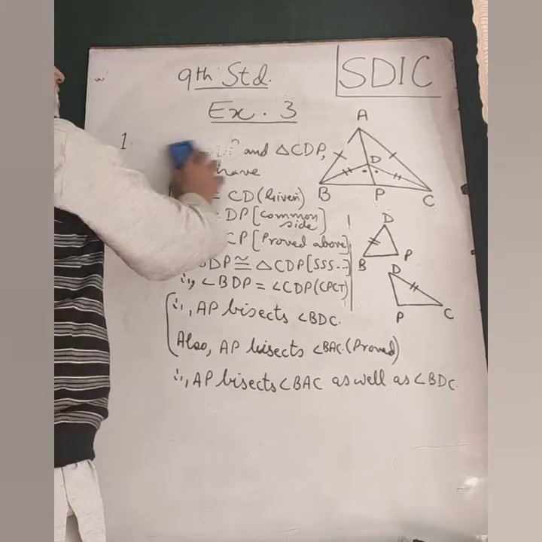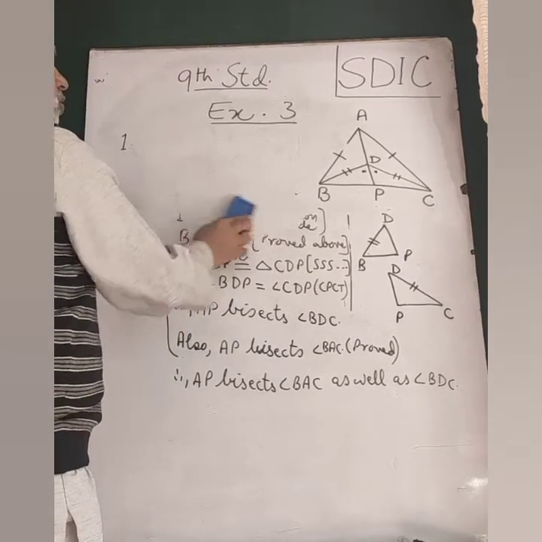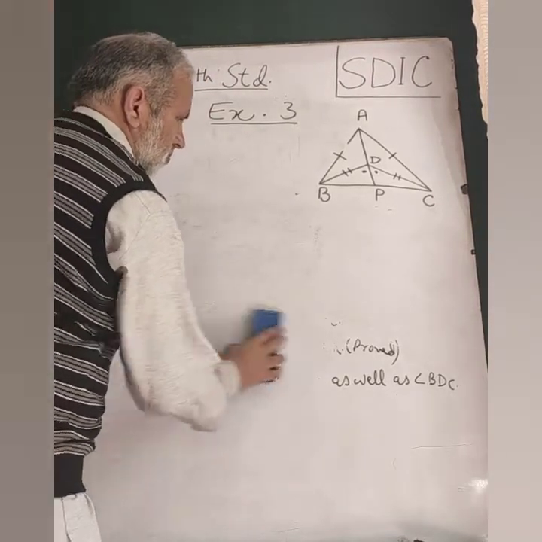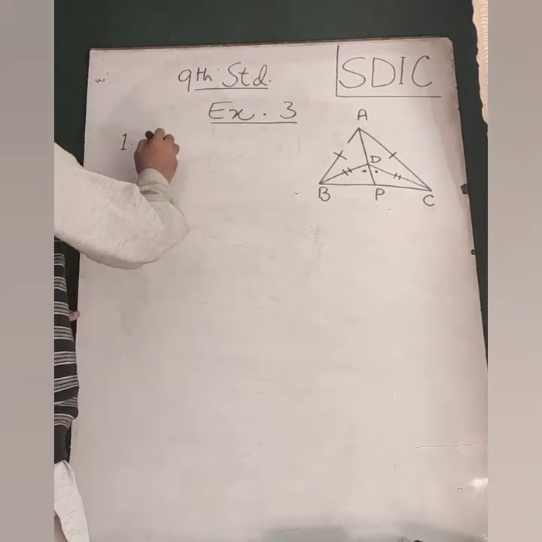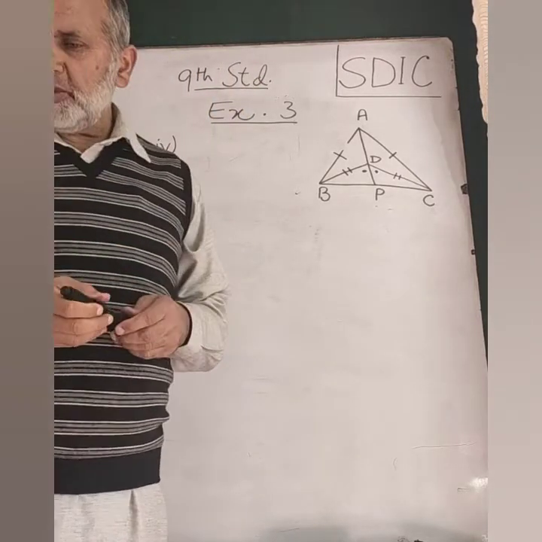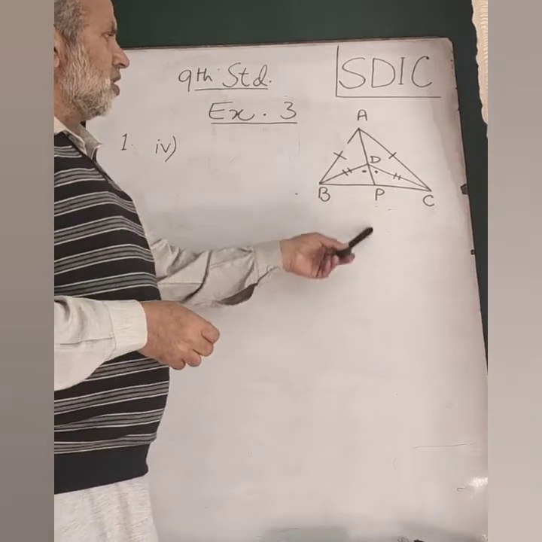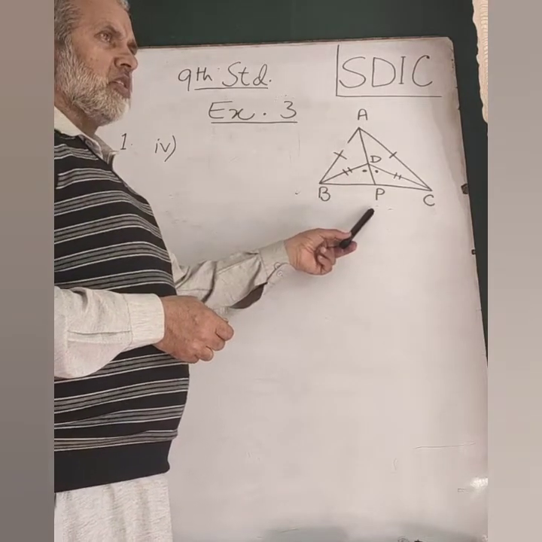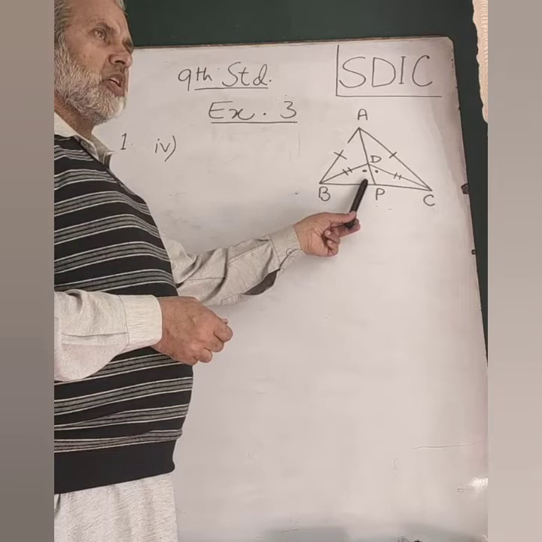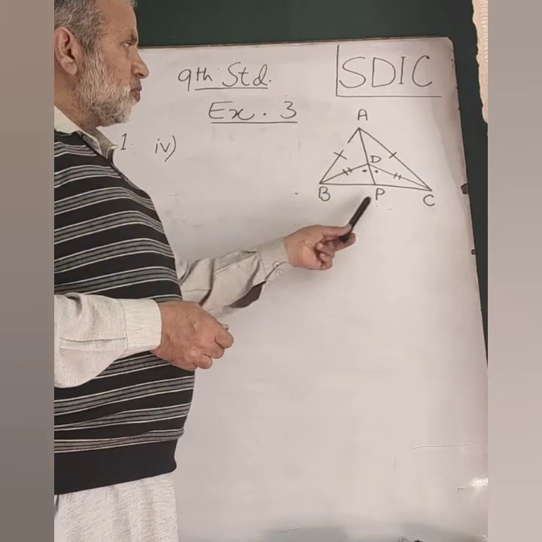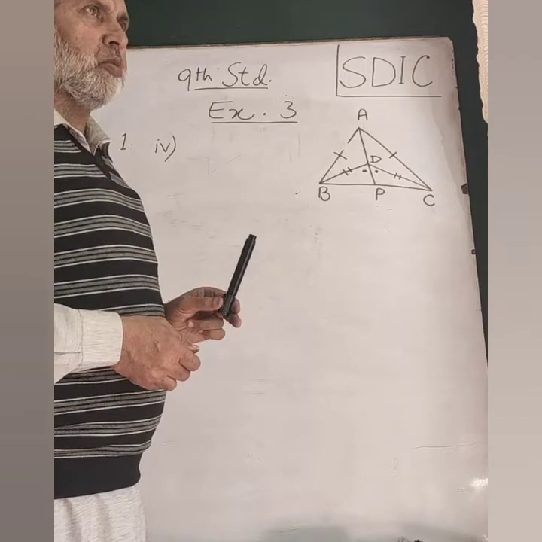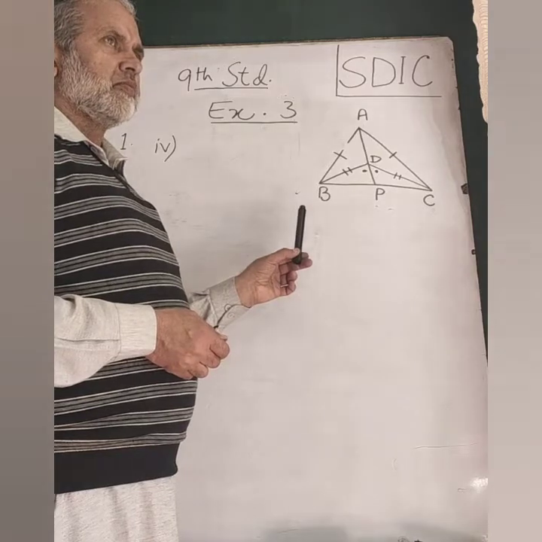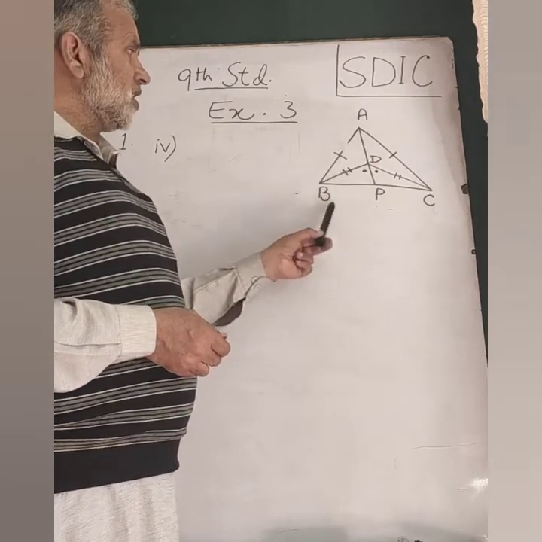Let us now finally do the fourth part of this question to complete this solution. Part number 4. In this fourth part, we have to prove AP is the perpendicular bisector of BC. Means it is perpendicular on BC, makes an angle of 90 degrees. It bisects BC. This bisect part we have already proved. We have proved BP equal to CP earlier. That was CPCT of second part.